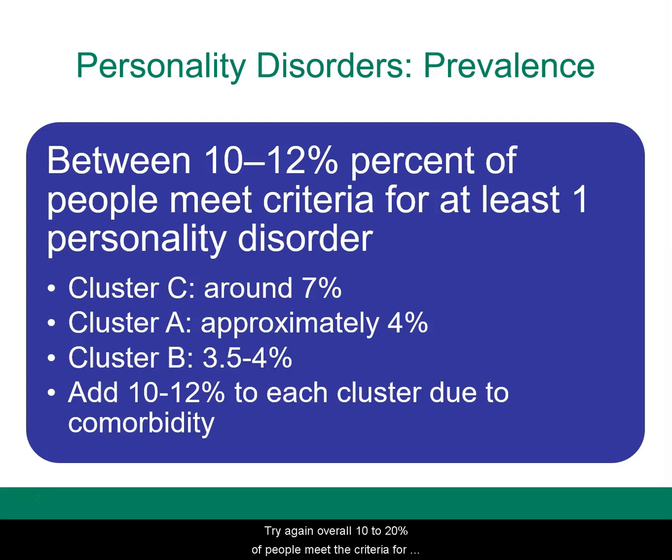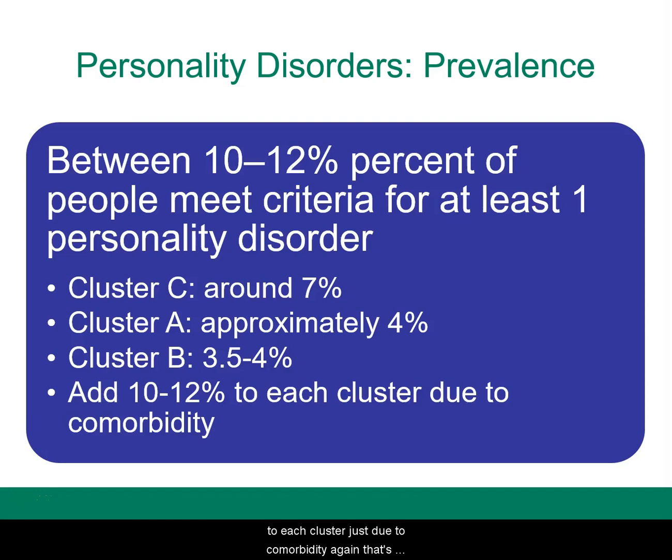Okay. Again, overall, 10 to 20% of people meet the criteria for at least one personality disorder. If we break that down by cluster, cluster C is around 7%, cluster A 4%, cluster B 3.5 to 4%. The reason why I have it listed as cluster CAB is for that prevalence rate from highest to lowest. And then you could add 10 to 20% to each cluster just due to comorbidity.